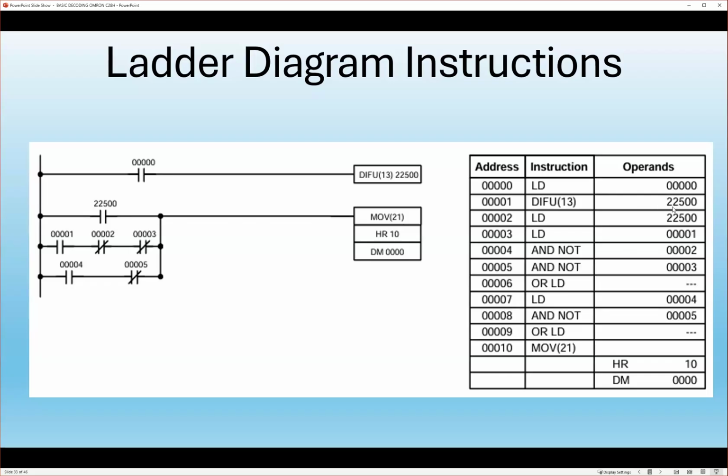And if we see that one shot rising, it's probably used somewhere else. You can see it's loaded on that next line right there. And it helps with the execution of the instruction itself.